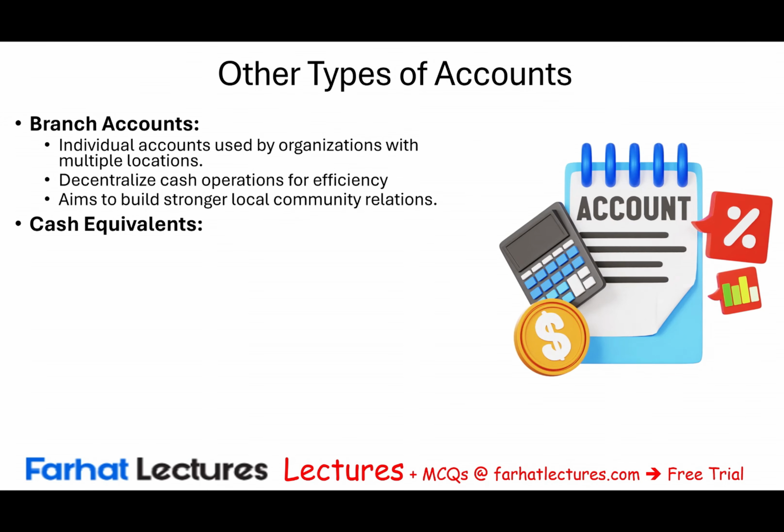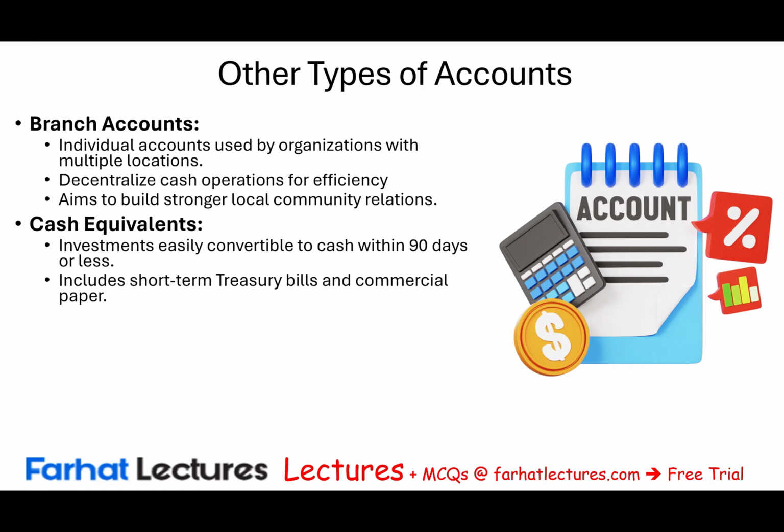We also have a cash equivalent. Cash equivalents are investments easily convertible to cash with 90 days or less, and that's the definition for it. Those include short-term treasury bills and commercial papers. So what is cash equivalent and why is it used? When we have extra money on hand, what we do is we take this money and we invest in short-term treasury, commercial papers with 90 days or less.